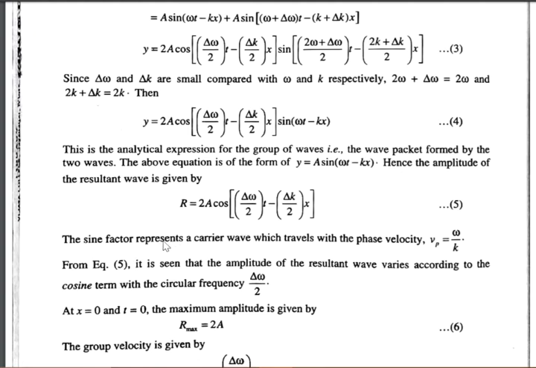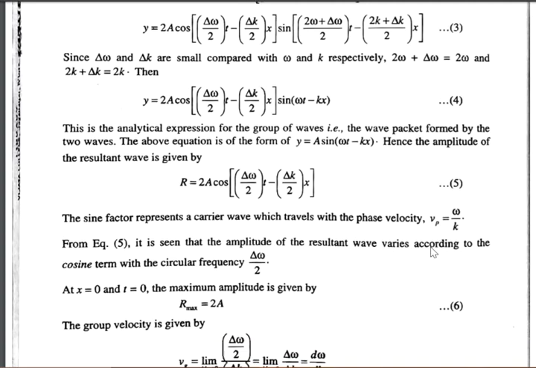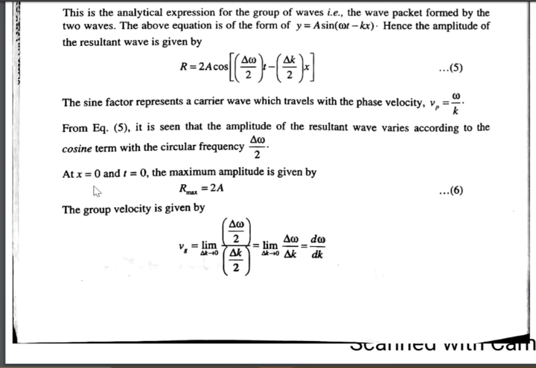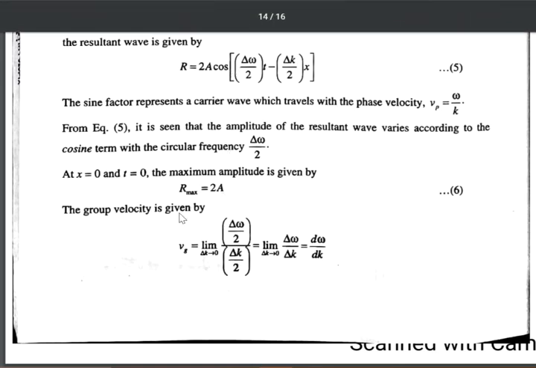The sine factor represents a carrier wave which travels with phase velocity Vp is equal to ω by k. At x is equal to 0 and t is equal to 0, the maximum amplitude R maximum is 2a, that is from equation 5.